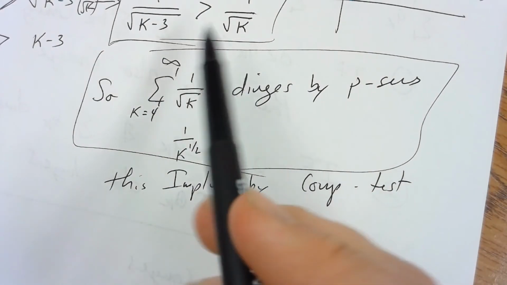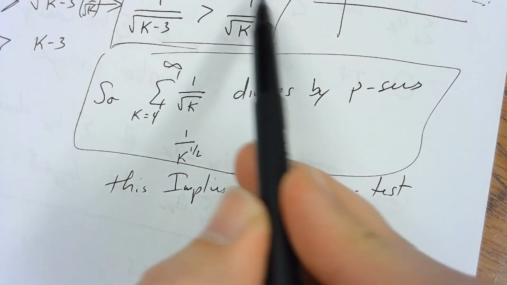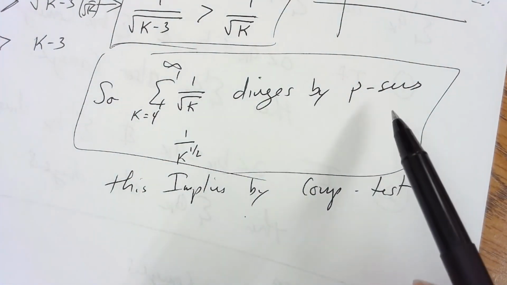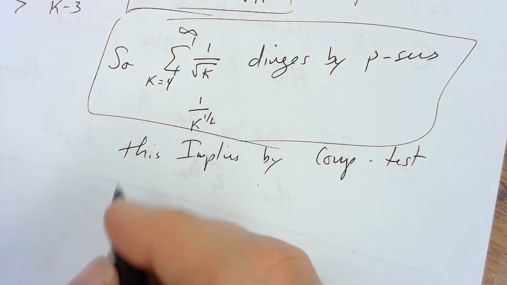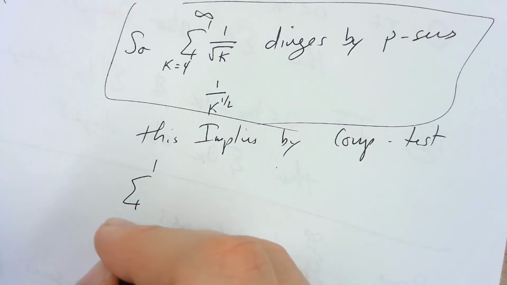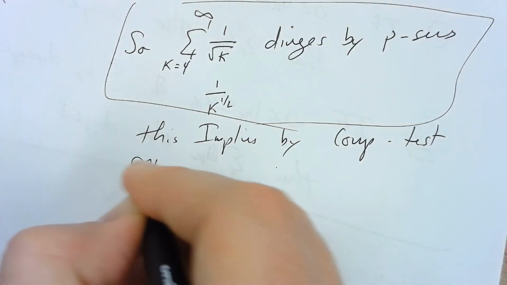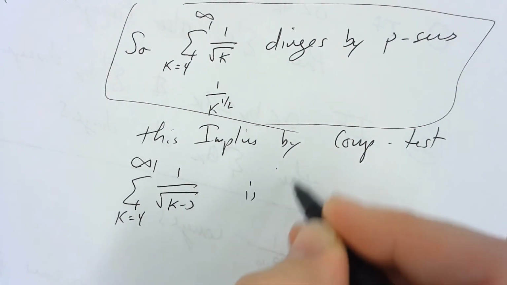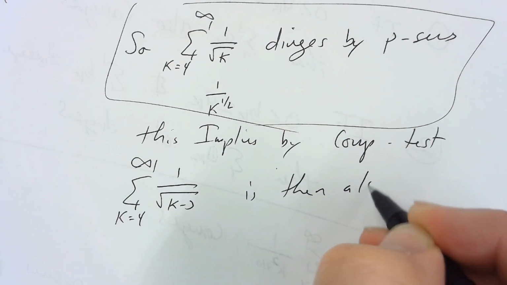So then, because the series I brought to the table is smaller than this one, and because the series that I brought to the table is divergent, by the comparison test, the series that I was asked to deal with, from 4 to infinity, of 1 over the square root of k minus 3, is then also divergent.